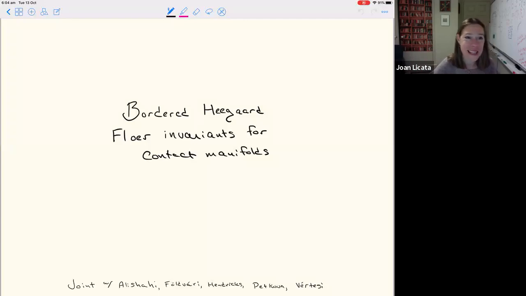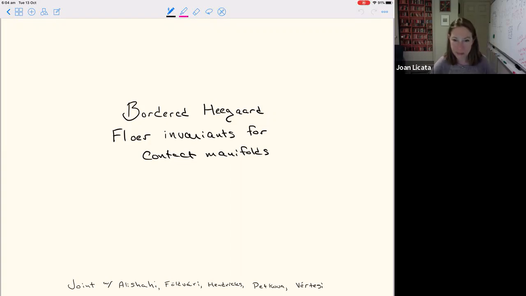My title is there. This is bordered Heegaard Floer homology and bordered Heegaard Floer invariants for contact manifolds. Sorry, I'm just opening up one PDF as I do this. And I'll start with maybe the most important thing, which is my collaborators. This is joint work with Akram and also Victoria Feldvari, Kristen Hendricks, Ina Petkova, and Vera Vertucci.